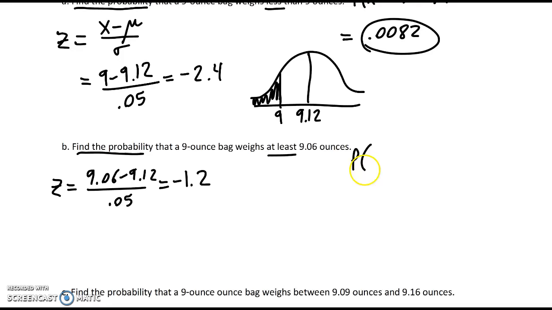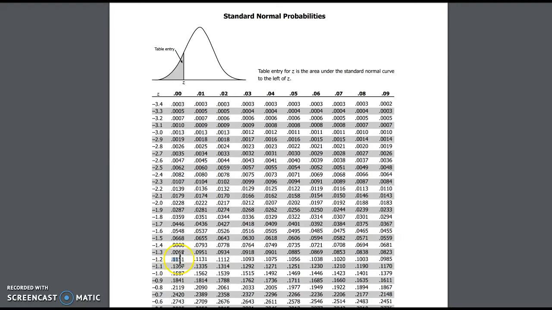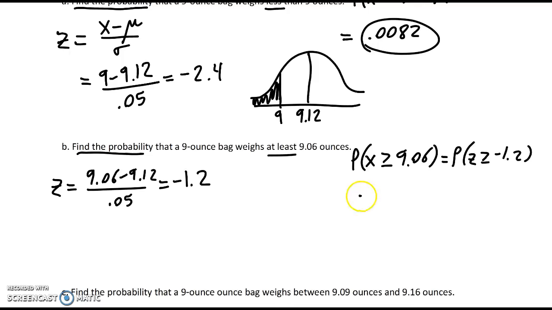It's bigger, okay? Essentially what they're asking for is greater than, and really it's greater than or equal to, but that doesn't matter for these problems. Okay, so anyway, it's a greater than problem, so I'm looking for greater than negative 1.2 on my z-score. Okay, so the first thing we're going to do is go to the table. Negative 1.2, we're going to scroll down just a wee bit. Negative 1.20 is right here. That's 0.1151.